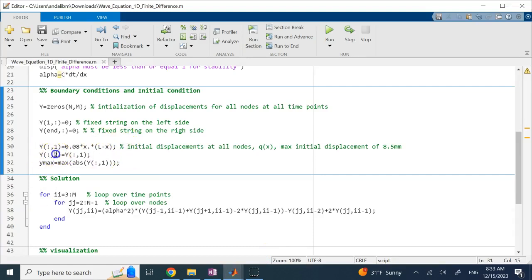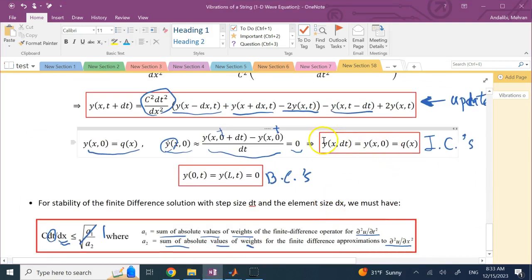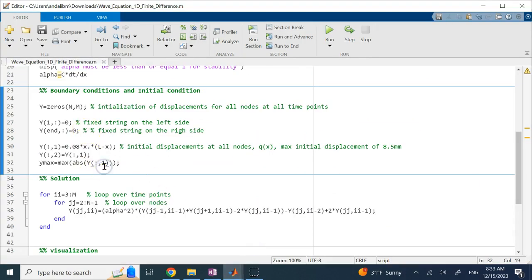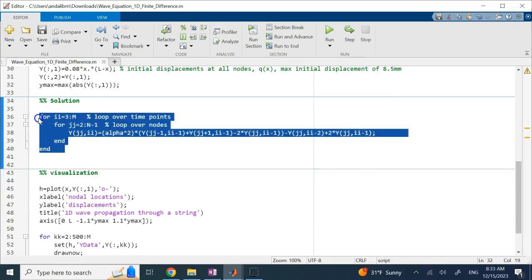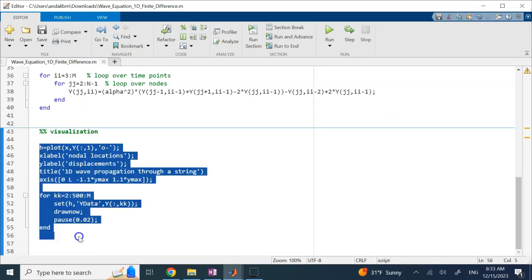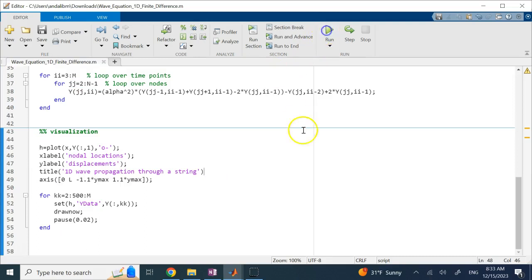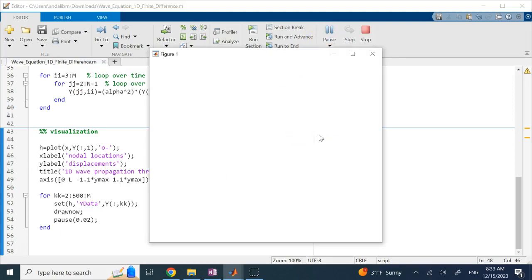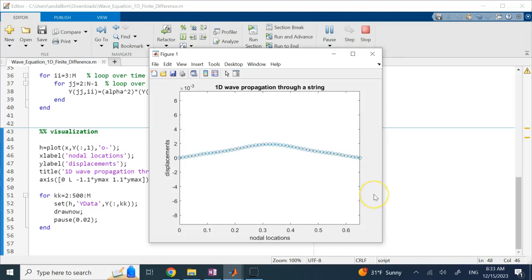And you see Y at the second time point is the same as Y at the first time point for all locations. Where does that come from? This is this condition here, applying Y dot equals 0. So now I got everything under control, and I run my update equation for all nodes for all time points, and then finally I do an animation for you here. Let's go ahead and run it. Here we go. 53 nodes for 5 seconds.